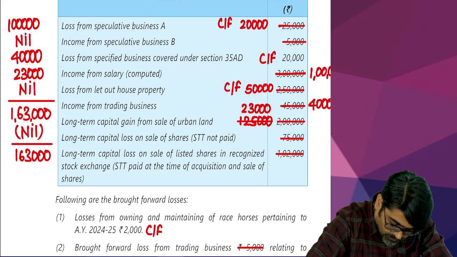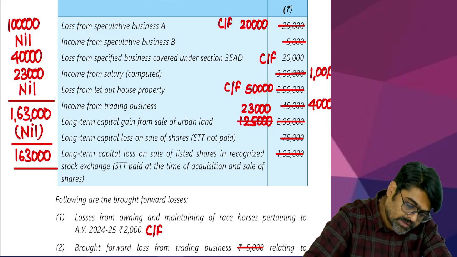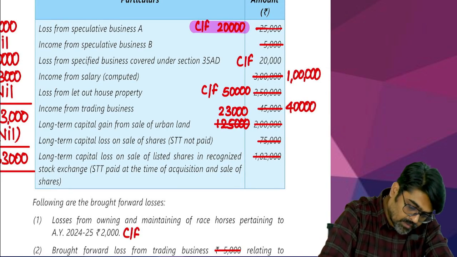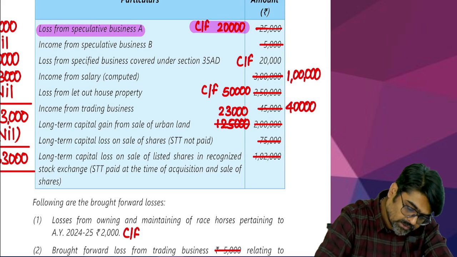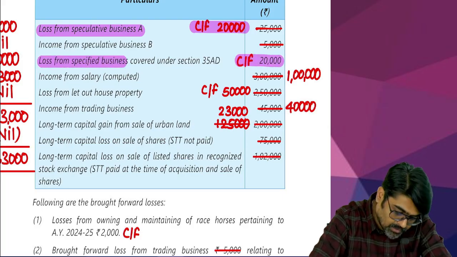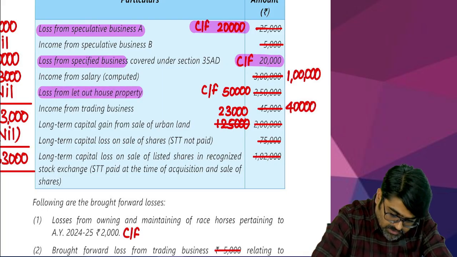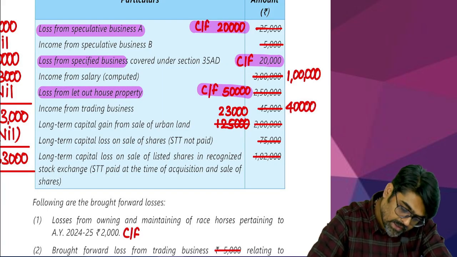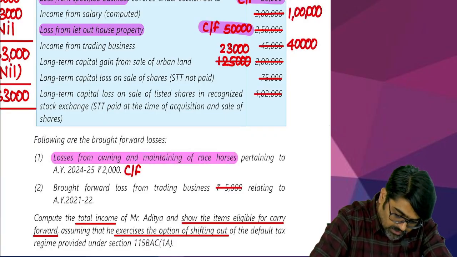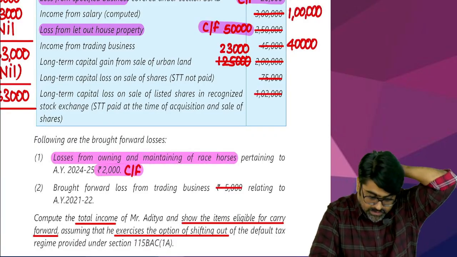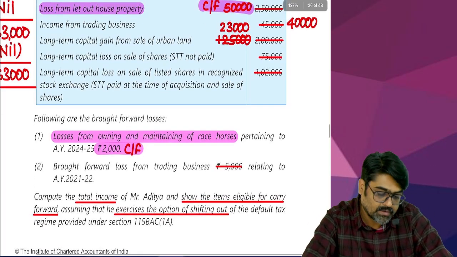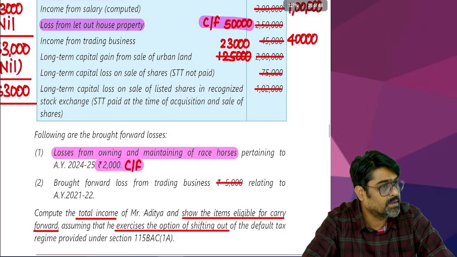And losses which are carried forward. Losses which are carried forward. Color, pink color. This loss will be carried forward. Loss from speculative business A. Okay. Then loss from specified business. This 20,000 will also be carried forward. Loss from let out property. How much? 50,000. And one more loss. Loss from an activity of owning and maintaining racehorse. This 2,000 will also be carried forward. Any other loss for carry forward? All the losses are carried forward, no? Done? Check the answer. Checked? Perfect?